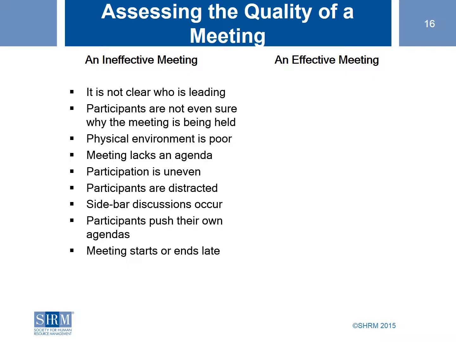All right, so in an ineffective meeting on the left, you can see all of these. Basically, you don't know who's leading the meeting. Not even sure why the meeting is being held. The meeting room is poor. It lacks an agenda.